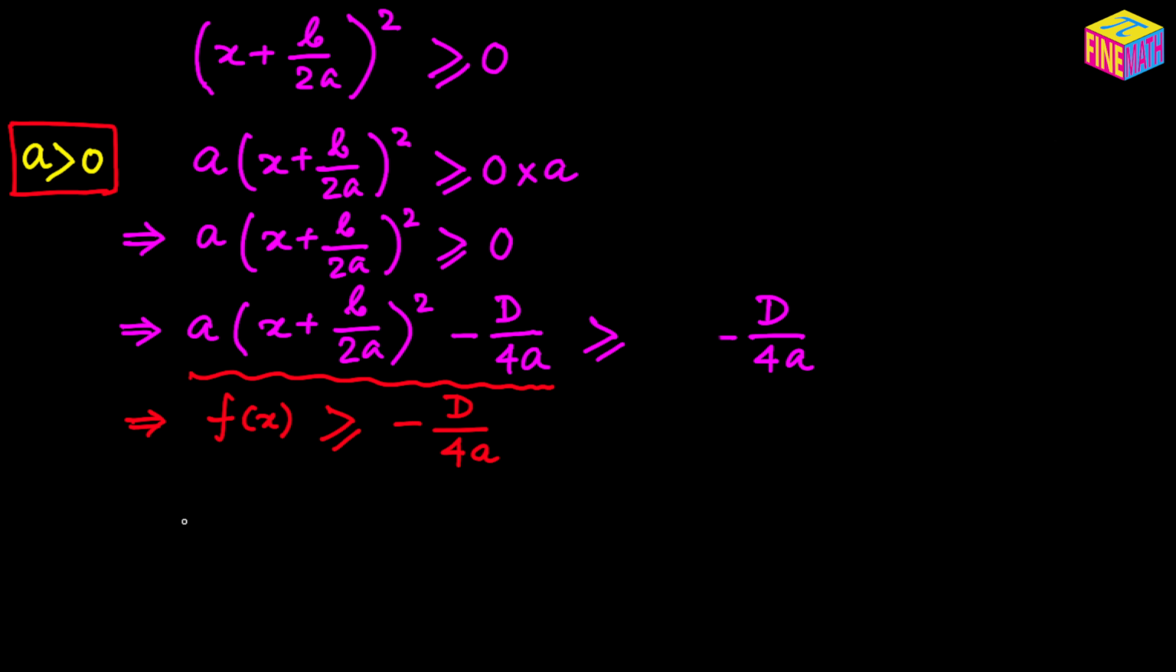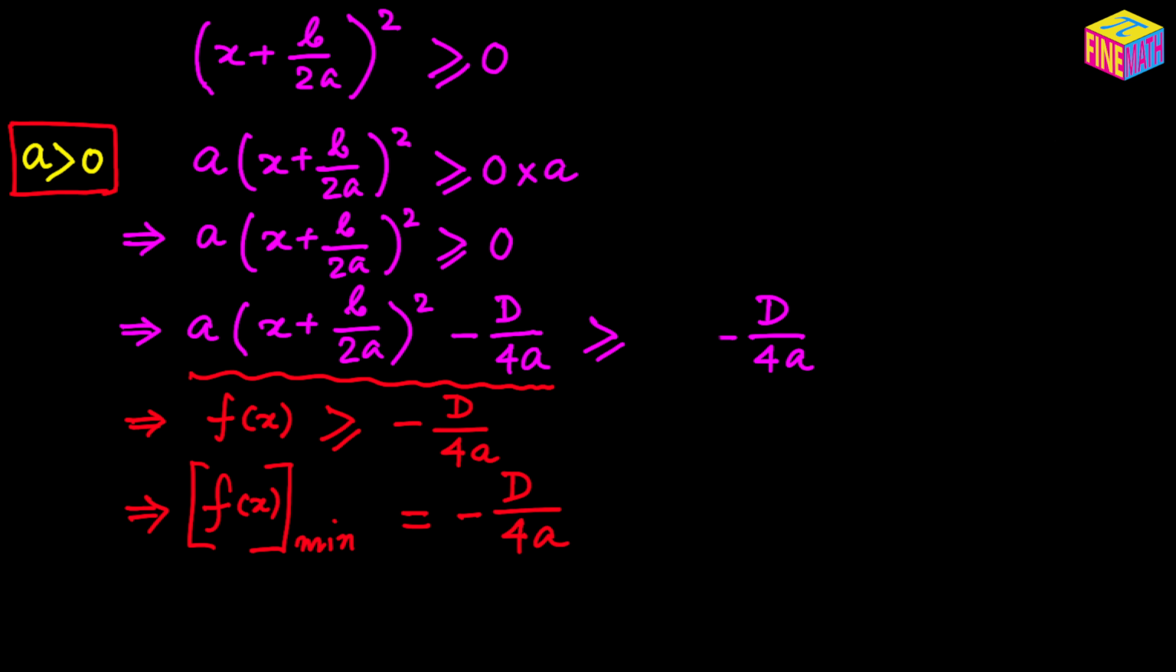That means we can say that f of x minimum, so if I simply write it like this, the minimum value of f of x, so I can say f of x minimum will be equal to negative d by 4a.